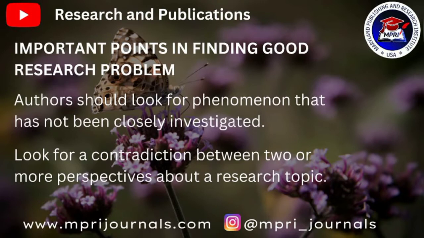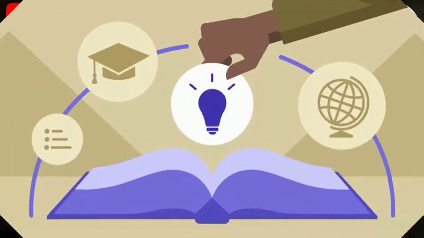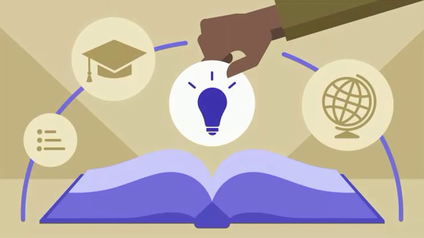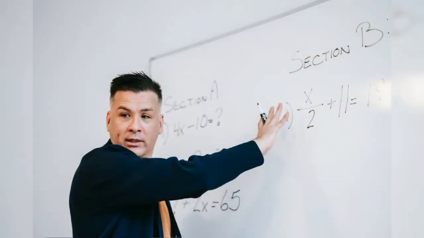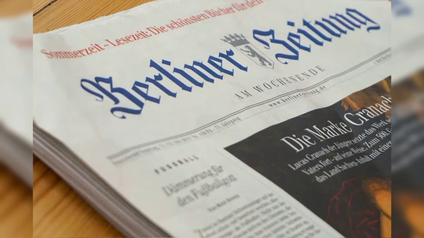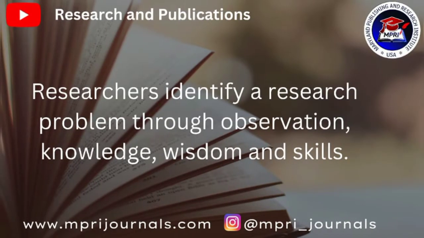In another perspective, identifying a good research problem could be perceived as a sense of awareness of a prevalent social problem, a social phenomenon that is worthy of investigation, as it requires to be investigated to understand it. The researcher identifies such a problem through his observation, knowledge, wisdom, and skills.